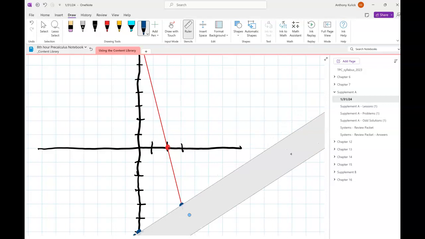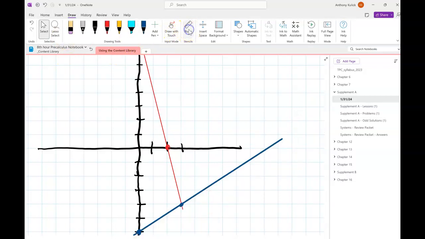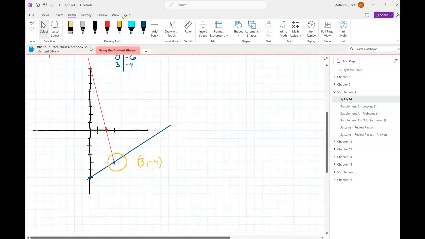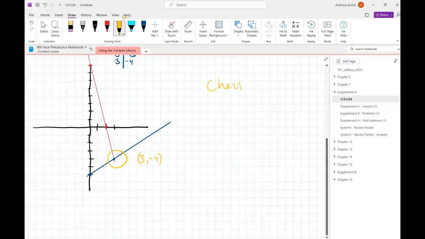Okay, that looks pretty good. And what do I see? There it is. What does that appear to be? 3, negative 4. Everybody okay with this? Now, I can check this to be sure.